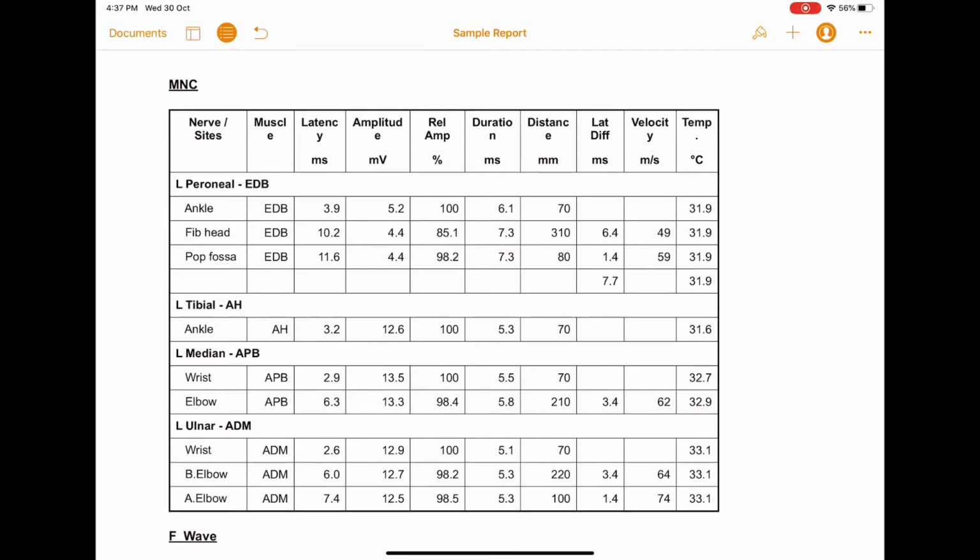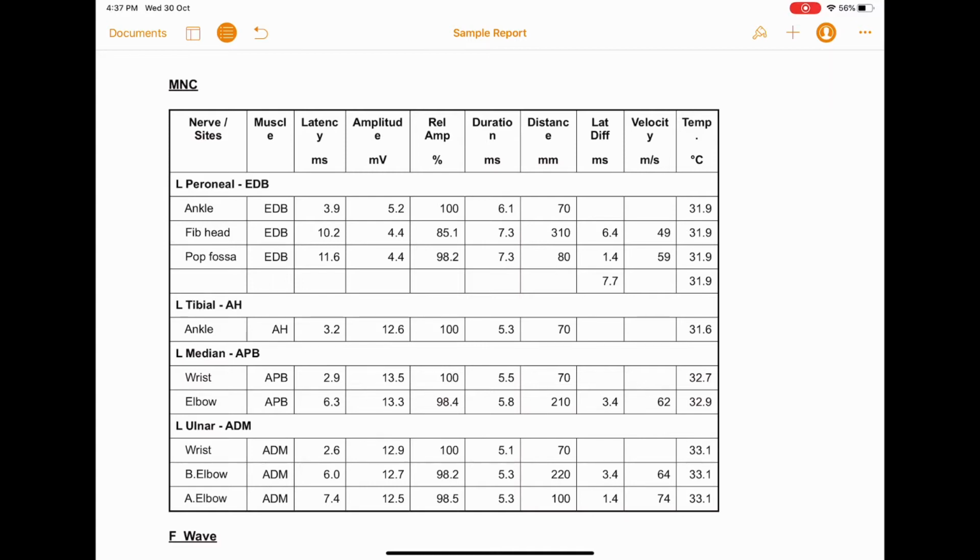Now when we check at the proximal site, we subtract the latency of the proximal side from the distal side, and calculate the conduction velocity from there. So we measure the distance between the distal and proximal, and divide it by the time it takes from the distal to proximal side by subtracting the latencies. So that's a brief about it, and we can clarify more questions when we meet in the interactive session.